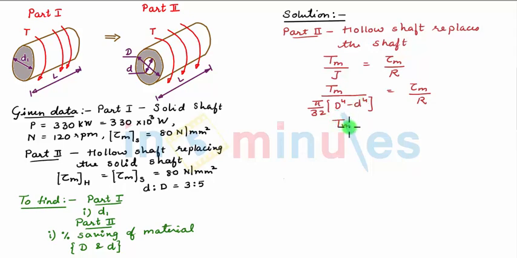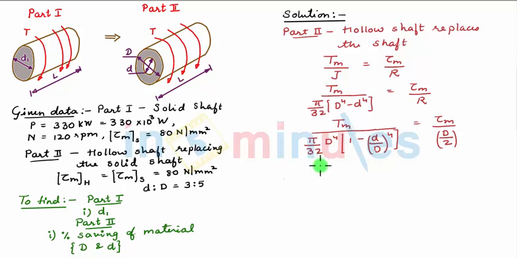So Tm upon pi by 32 into capital D to the power 4 into 1 minus small d by capital D the whole to the power 4, and this is equal to tau m upon r, which is nothing but D by 2. Upon substituting the values of Tm and the diameter ratio small d by capital D, the value of maximum shear stress of the hollow shaft, which is same as that of the maximum shear stress of the solid shaft, equal to 80 Newton per mm square, we can get the value of this capital D.